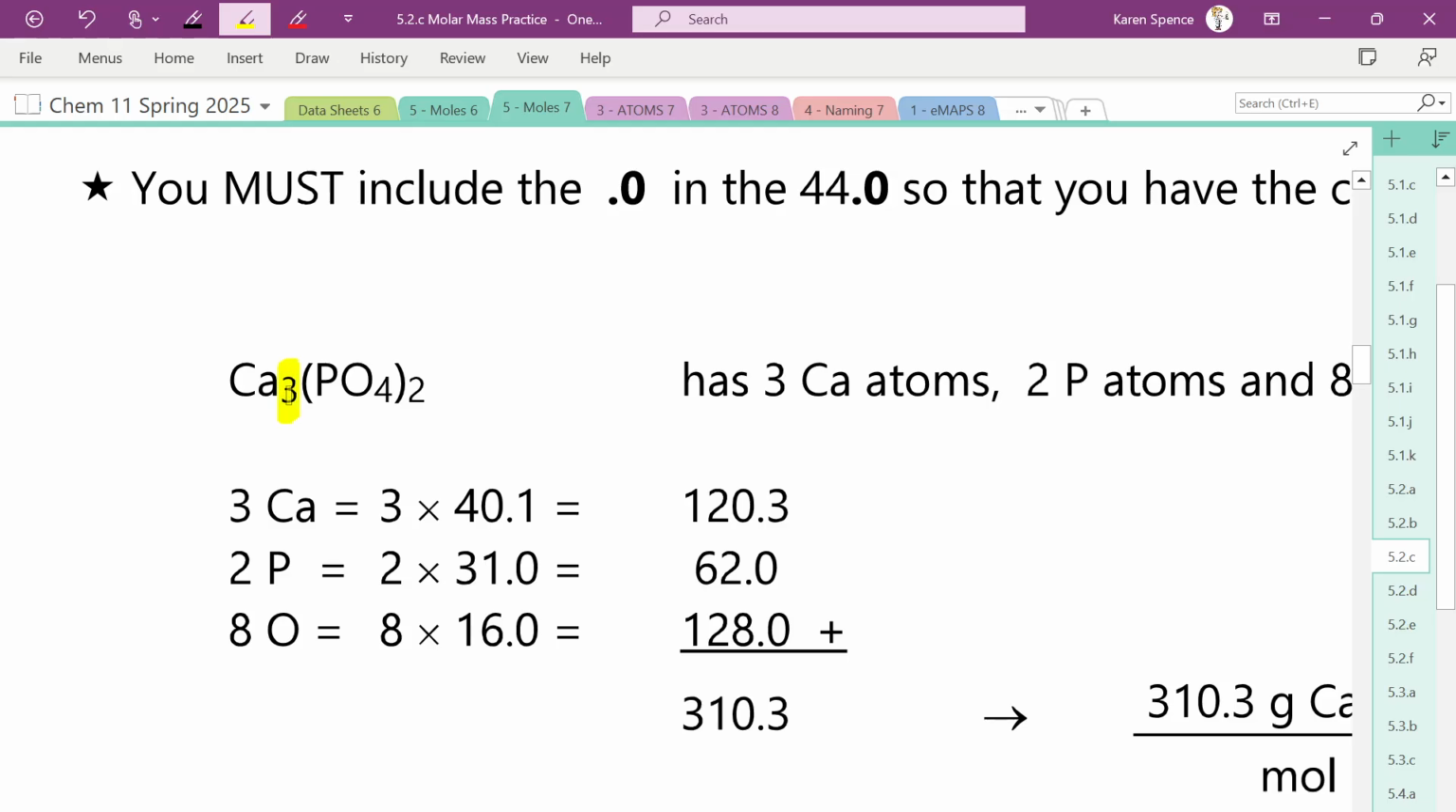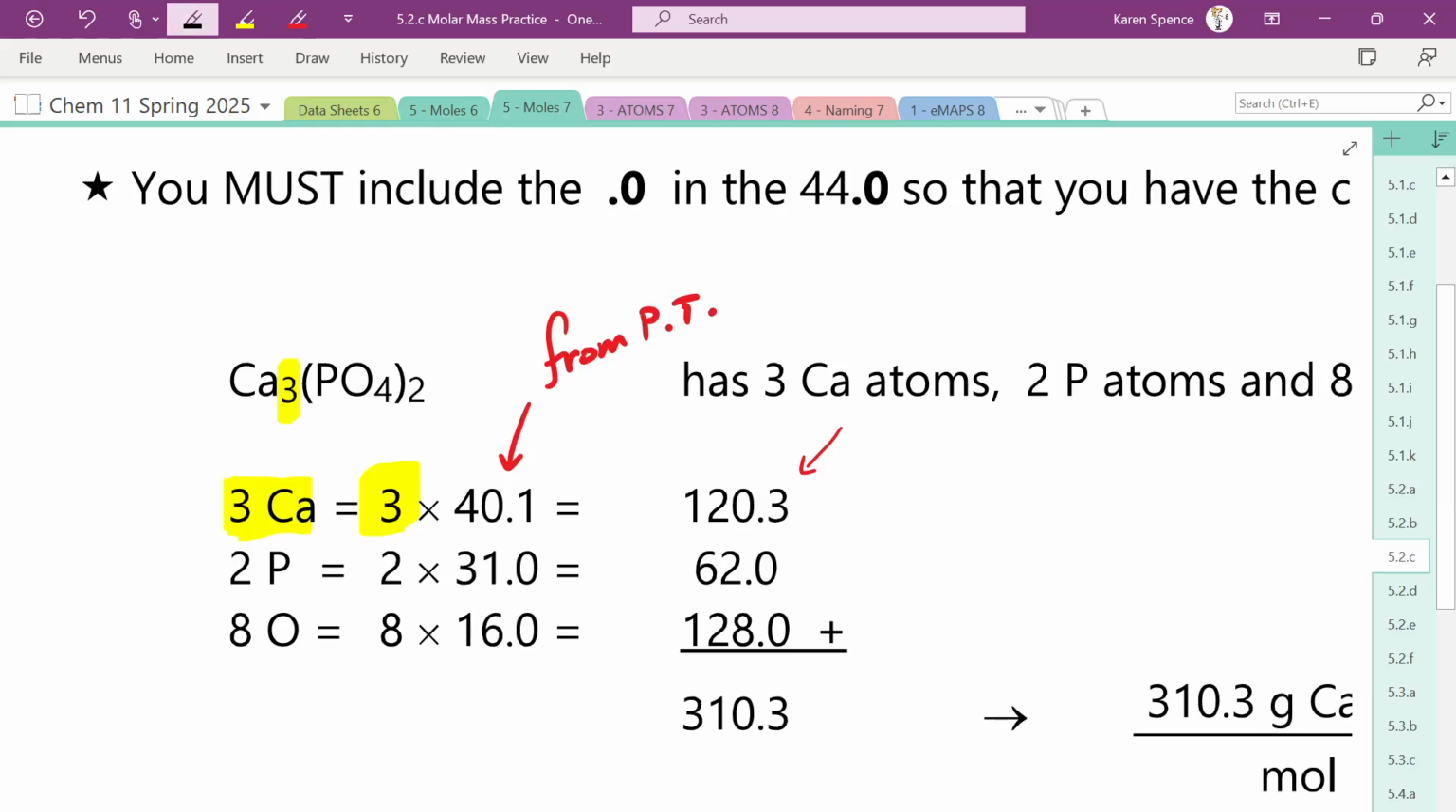So we have 3 calciums. Which means we need to do 3 times the molar mass of calcium. We get this from the periodic table. Okay, 40.1. And 3 times 40.1 gives us 120.3.